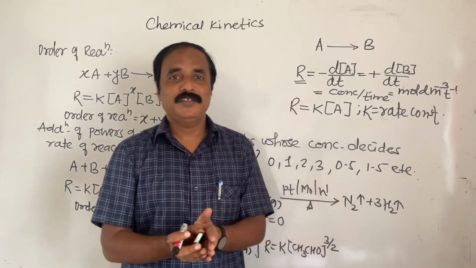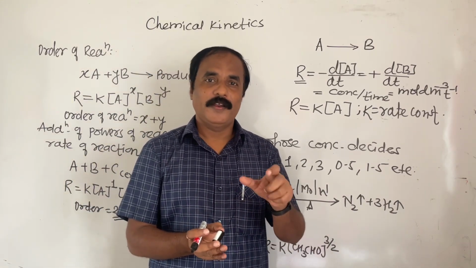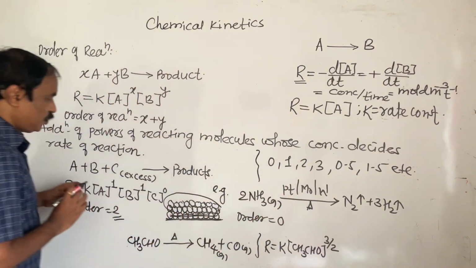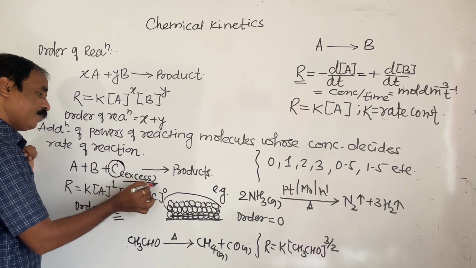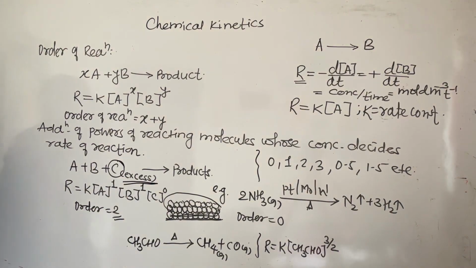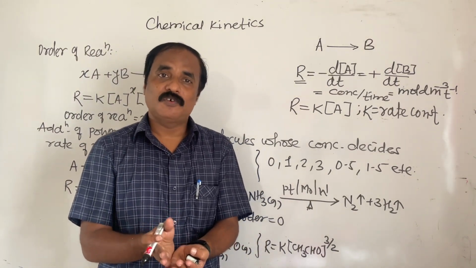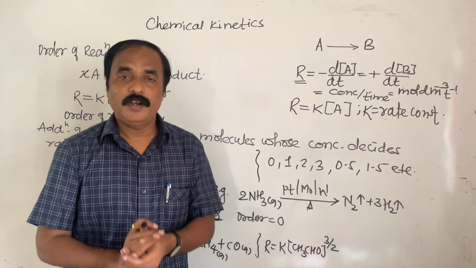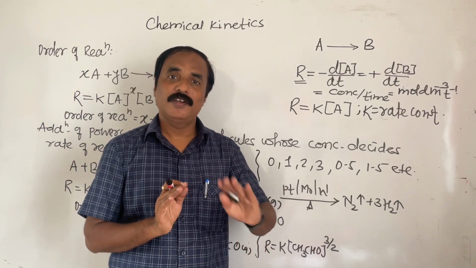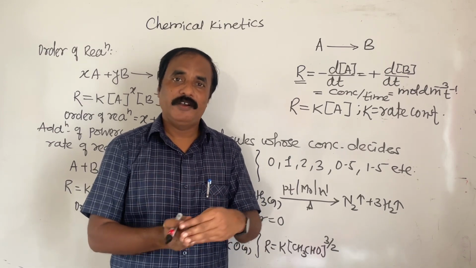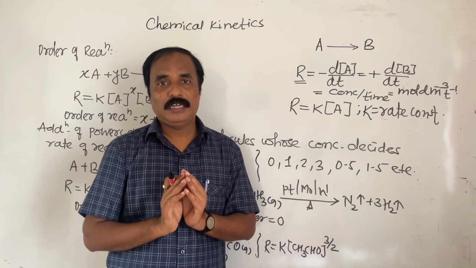This is the difference between molecularity and order of reaction. So what is order of reaction? Addition of powers of reacting molecules whose concentration decides rate of reaction. Rate of reaction is independent of that reactant whose concentration is in excess. And what is the molecularity? Molecularity is the actual number of reacting molecules present in a given chemical reaction. Molecularity is a theoretical concept, and order of reaction is an experimental concept. Clear?